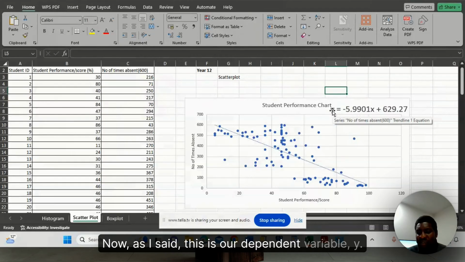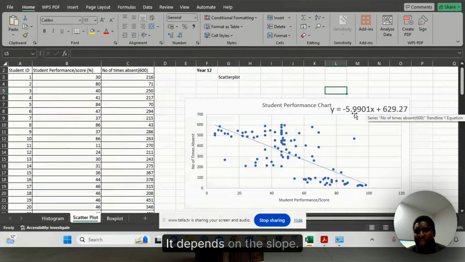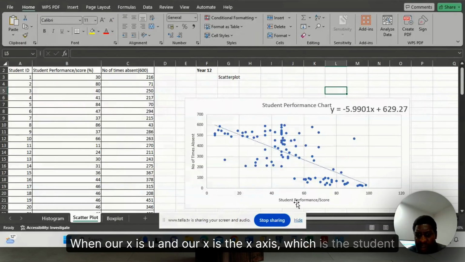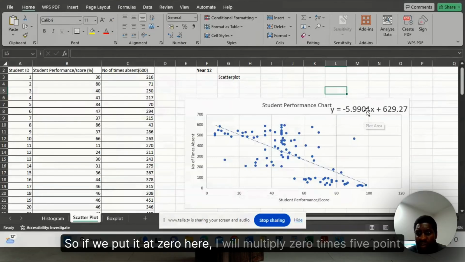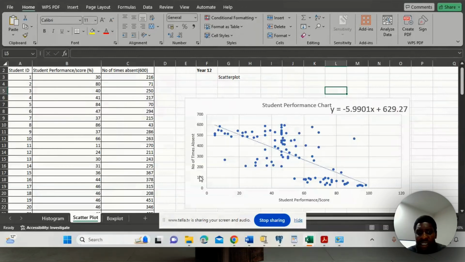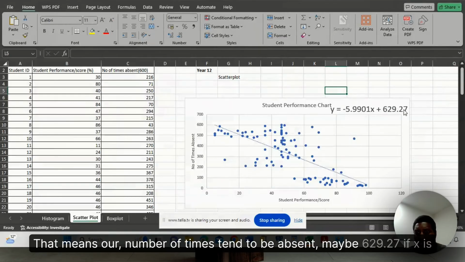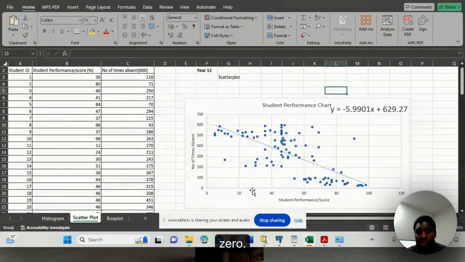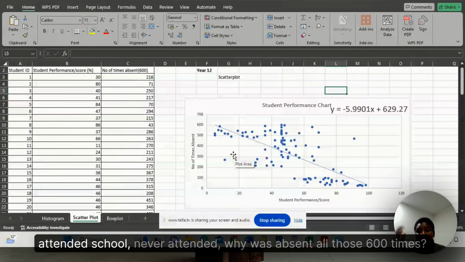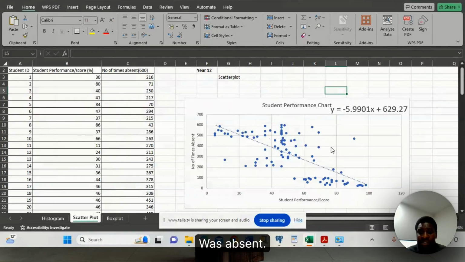Now, as I said, this is our dependent variable y. That is, y depends on all other variables here. It depends on x, the slope, and the intercept. When our x is 0, and our x is the x-axis here, which is the student performance, we multiply 0 times minus 5.9, and that's 0 plus 629.72. That means the number of times students will be absent will be 629.72 if x is 0. And I think that makes sense, right? Because if a child has 0%, that means the child never attended school, was absent all those 600 times.